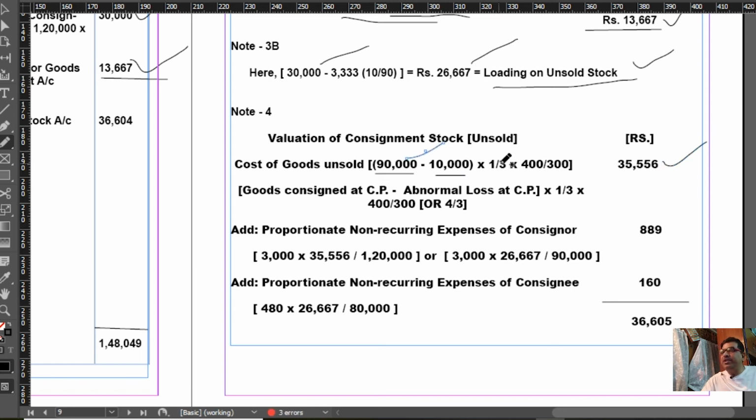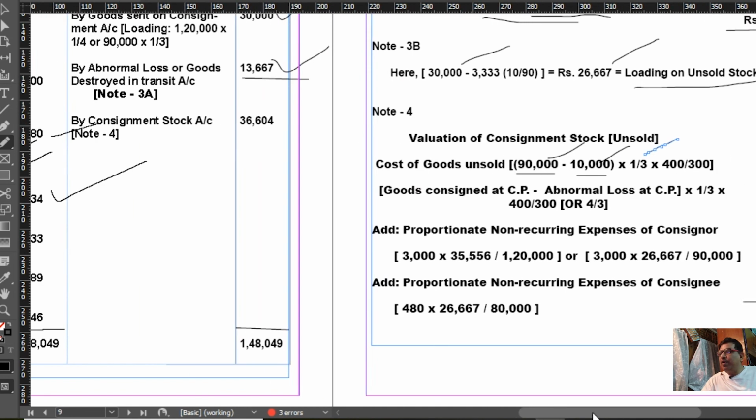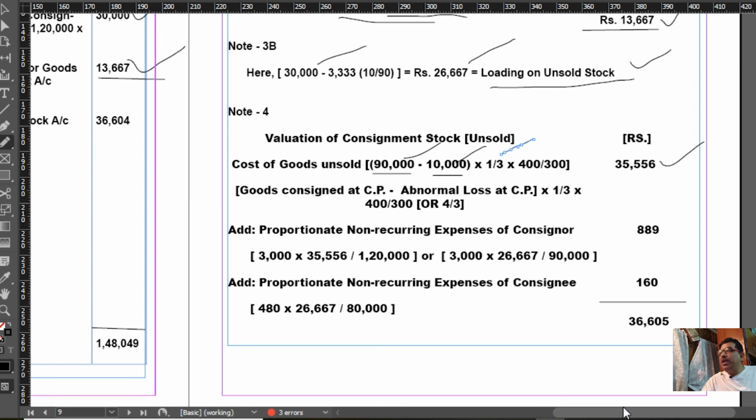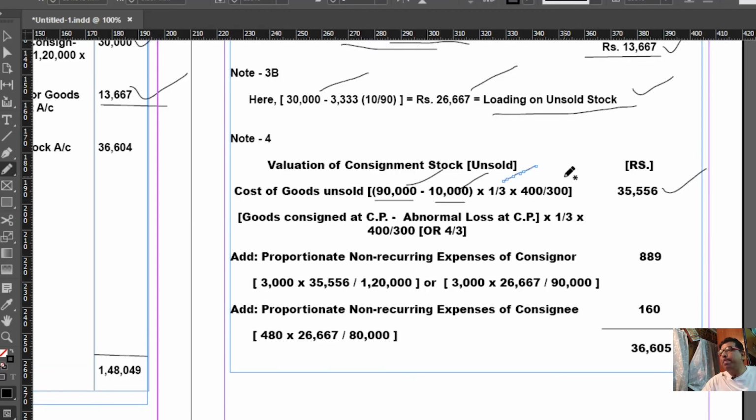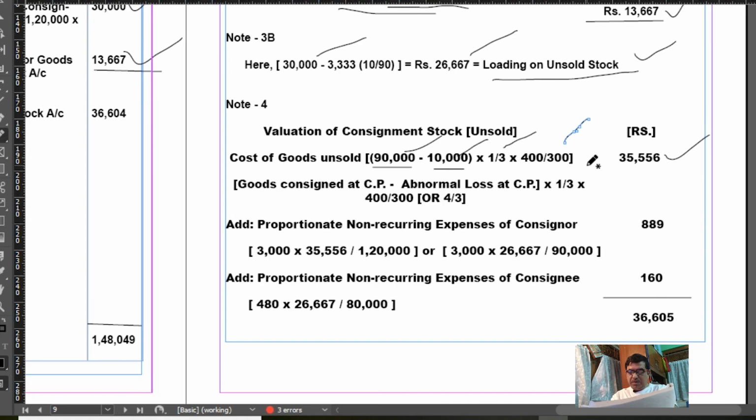35,556. How did you calculate? 90,000 was sent, 10,000 was lost in transit, therefore 80,000. 80,000 into 1 by 3. Why 1 by 3? Because it was 1 by 3 into 400 by 300. That is 35,556.